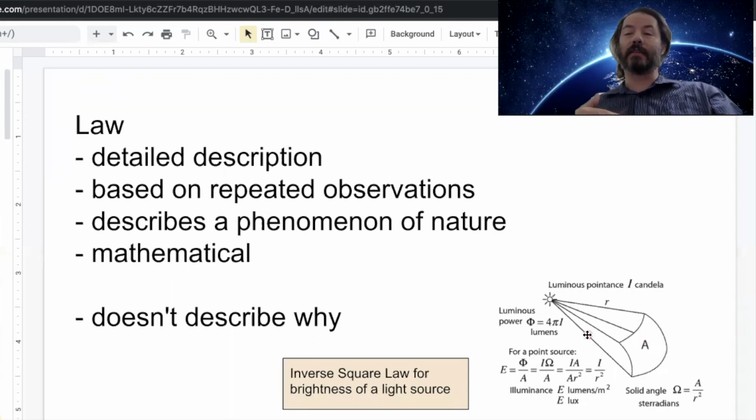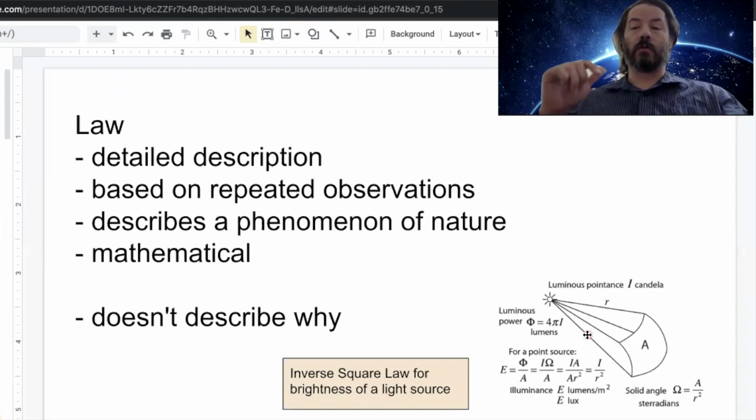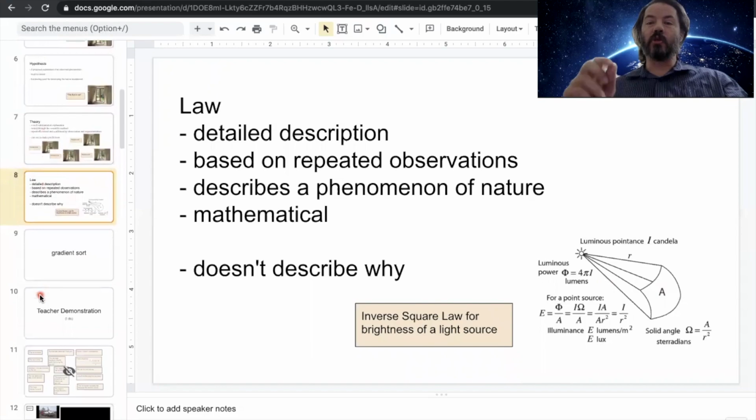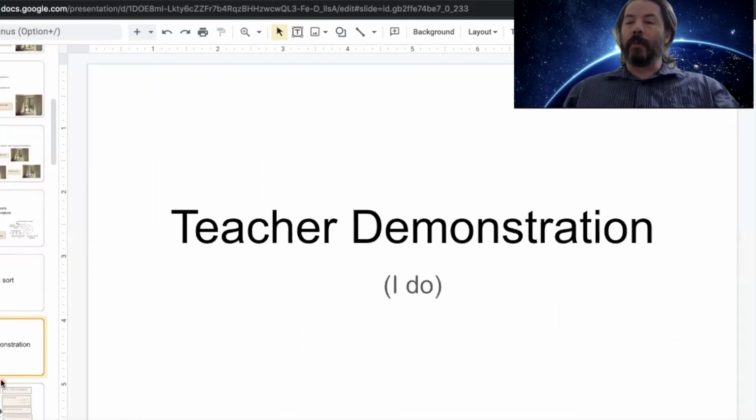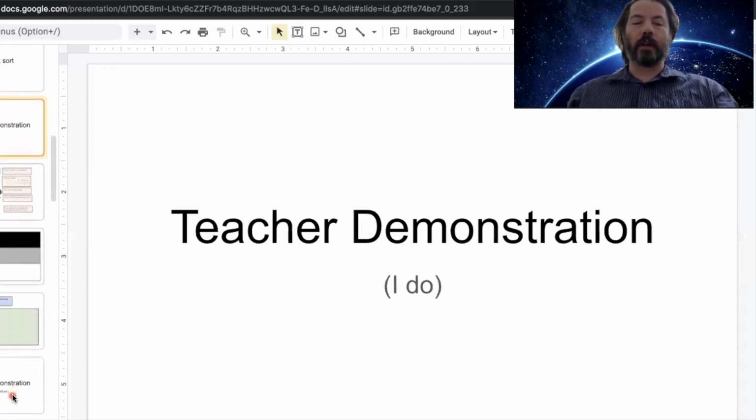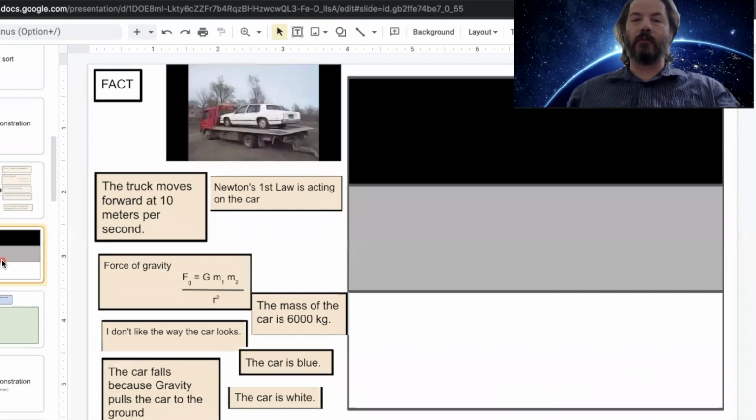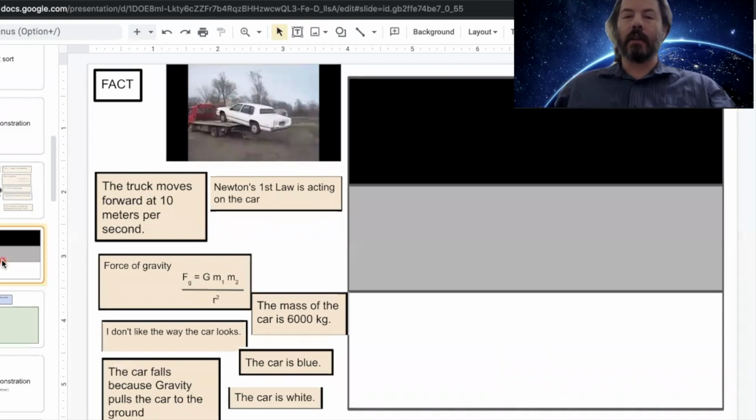We change the distance, the brightness is going to drop by a square of the distance. Okay, so that's a law. So we're going to use those definitions, and now we're going to do a couple of sorts. So I'm going to do this one first. I'm just going to work through it. Follow along with your example and see why I picked the choices that I make.